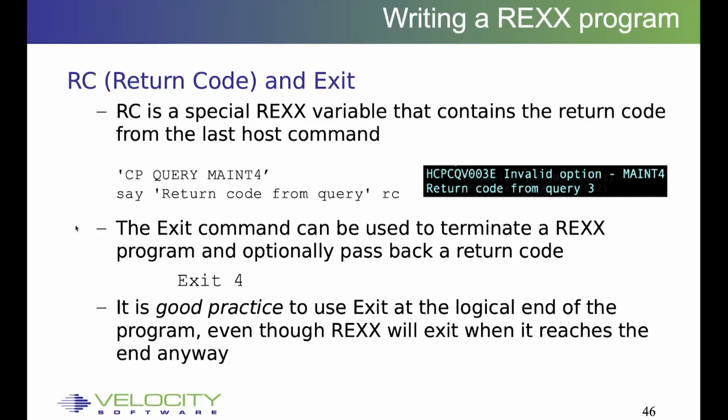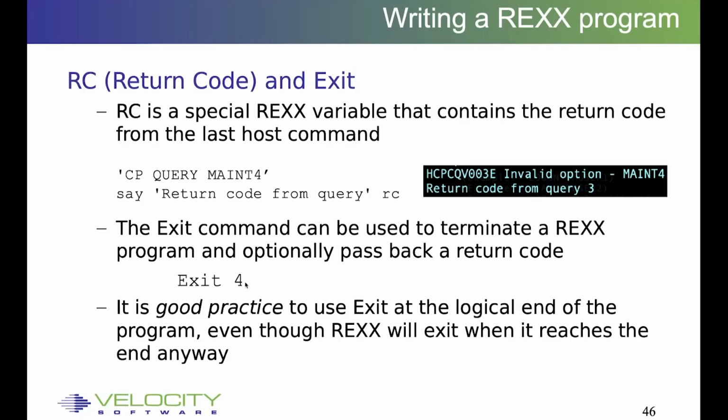So if you're running through your program and you want to pass a return code back to the caller, you can use exit or return. That works as well with a value. It doesn't have to be a literal value. This can be a variable to pass back a return code to the caller.